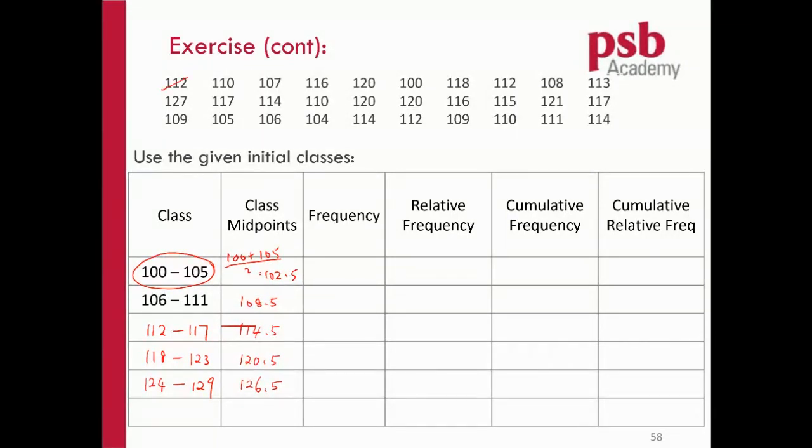So you just go through one by one. 112, where is it? Okay, here. So you put a 1 here. 127 is here. So you put a 1 here. 109 is here. So you put a 1 here. 110 you put here. Okay, 117 is here. 105 is here. 107 is here. 114 is here. 106 is here. 116 here. 110, 1, 2, 3, 4, 5.